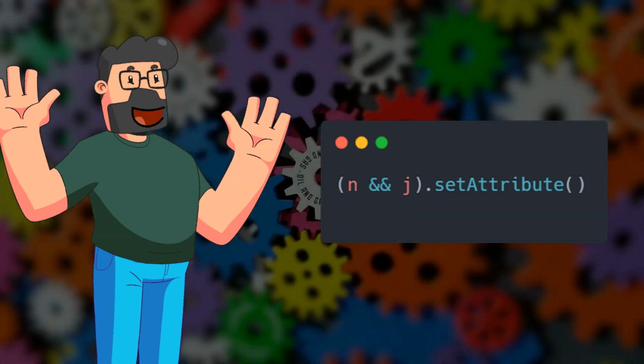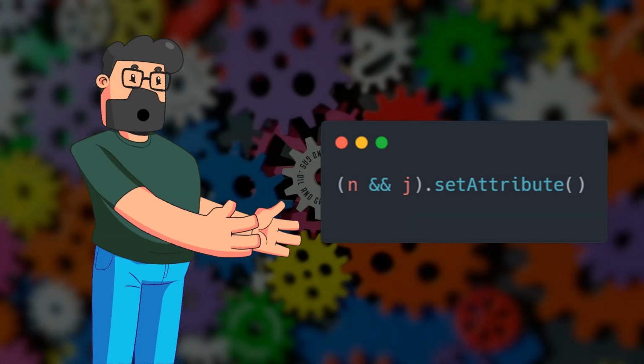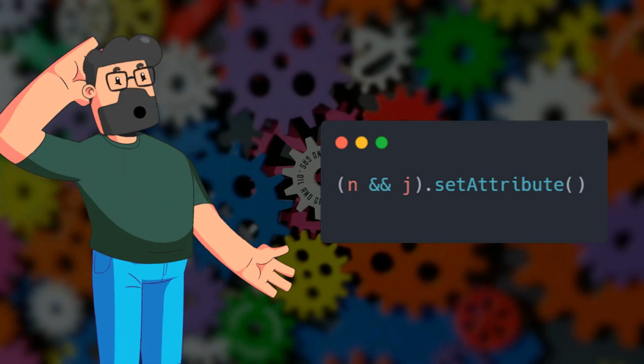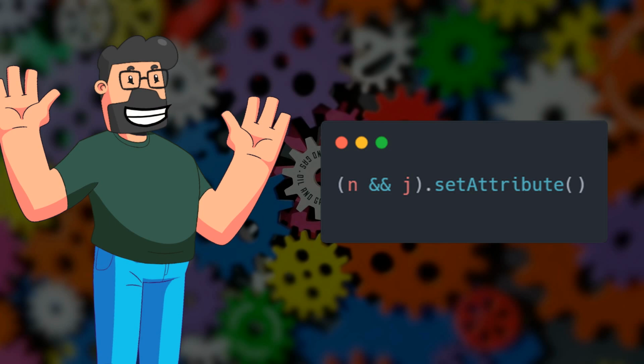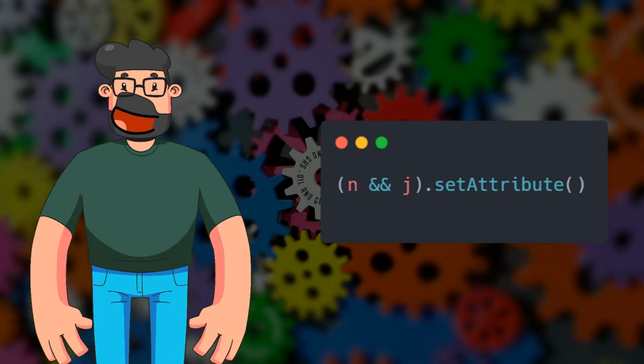Now, let's take a closer look at "(n && j).setAttribute". By adding parentheses around n and j, a new context is created for the logical and operation. This grouping ensures that the condition involving both n and j is evaluated together before proceeding to set the attribute. While this might not be what the original code intended, it's an interesting twist that demonstrates the importance of parentheses in controlling the order of operations in JavaScript.